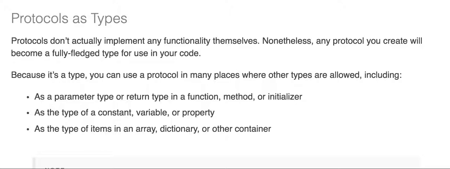Protocols as types. Protocols don't actually implement any functionality themselves. Nonetheless, any protocol you create will become a fully fledged type for use in your code. Because it's a type, you can use a protocol in many places where other types are allowed, including as a parameter type or return type in a function, method, or initializer, as the type of a constant, variable, or property, as the type of items in an array, dictionary, or other container.